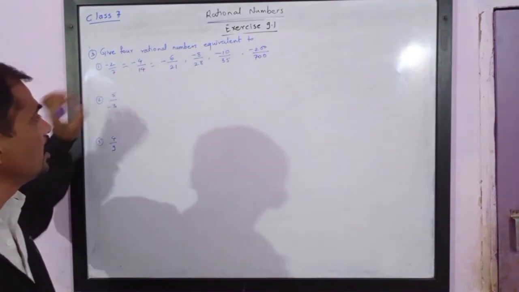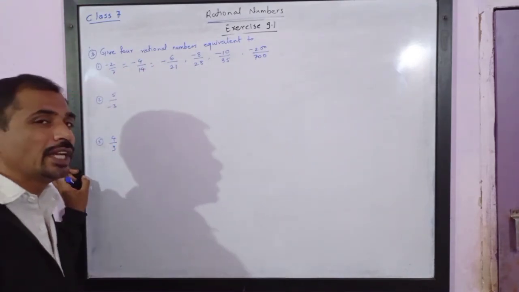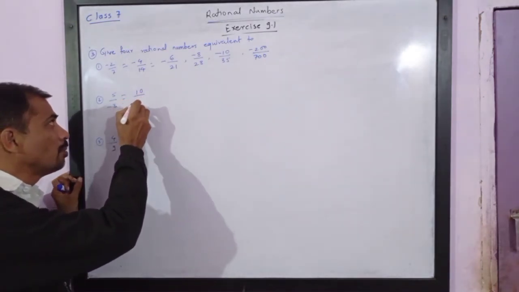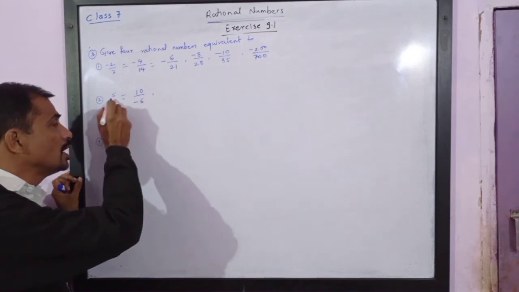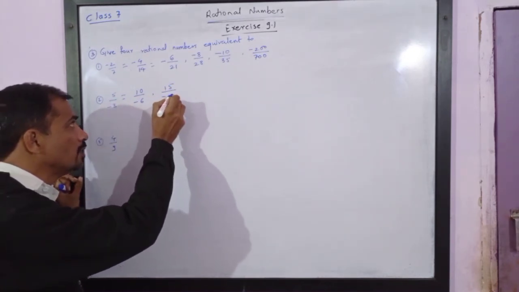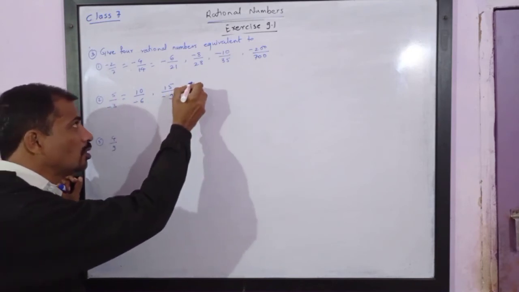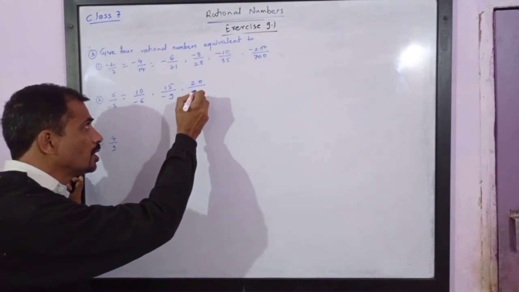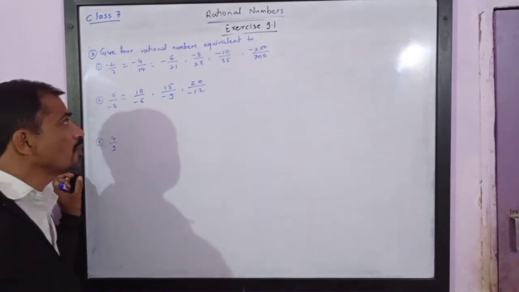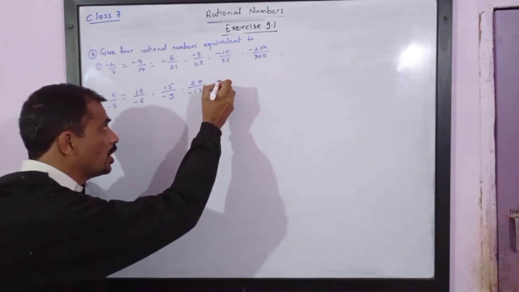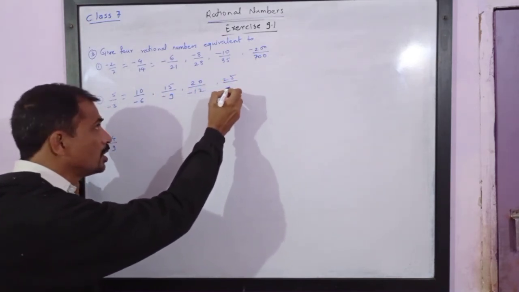So here is 5 upon negative 3. If this is multiplied by 2, you will get 10 upon negative 6. If it is multiplied by 3, we will get 15 upon negative 9. If it is multiplied by 4, we will get 20 upon negative 12. 5 4s are 20, 3 4s are 12. If you multiply by 5, we will get 25 upon negative 15.